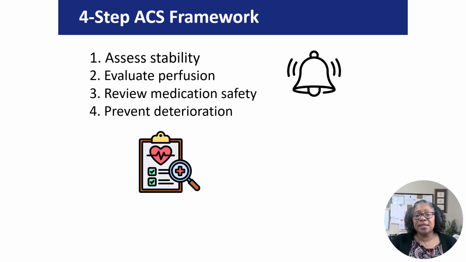The third step is you're looking at your orders. You're going to review medication safety. So if you see an order for nitroglycerin, is the patient hypotensive and will this worsen it? Is oxygen needed? What's their O2 sat? Does the patient have EKG monitoring in place? So you need to make sure that you assess all of those things.